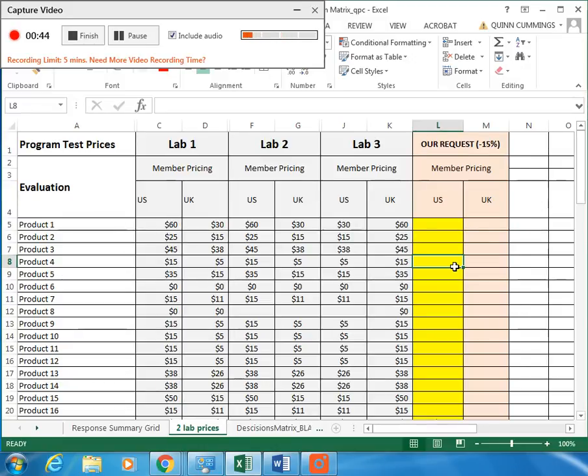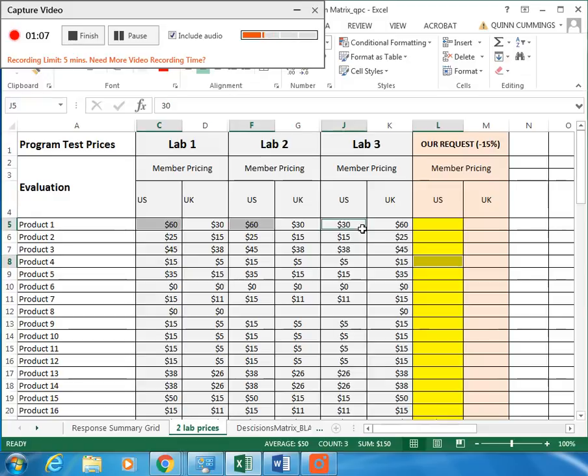So we see here that for product number 1, in the US, it's $60 at lab 1. At lab 2, it's the same price for $60. At lab 3, it's cheaper at $30. Once we find the cheapest across the 3 labs, we have to take away 15%.